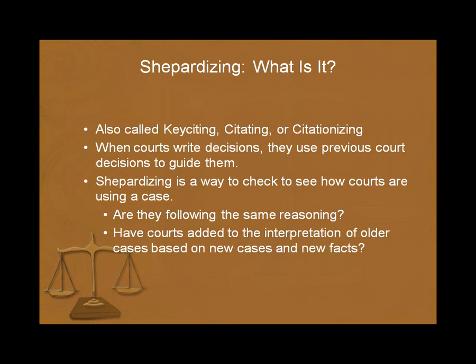Now, when courts write decisions, we have already talked about the fact that they use previous court decisions to guide them, and in fact, they're bound by some of their previous court decisions. Shepardizing is a way to check to see how the courts are using a case. Are they following the same reasoning as they had been following all along? Have the courts added to the interpretation of older cases based on newer facts? Think about it. You really cannot apply automobile laws to today's situation that were actually decided or put into effect at the turn of last century when we were still in the horse and buggy stage. And time changes things, so those issues have to be taken into account when dealing with cases, especially older cases.